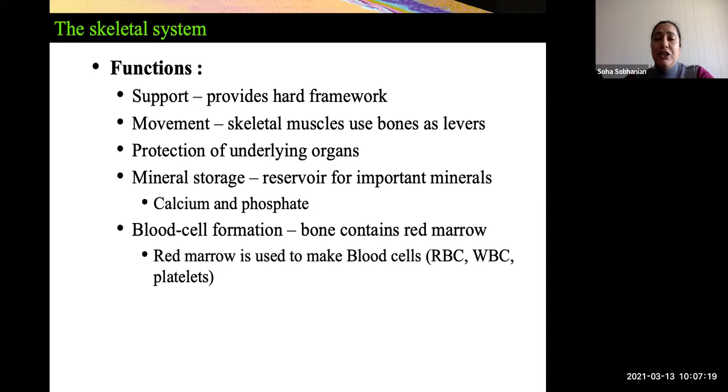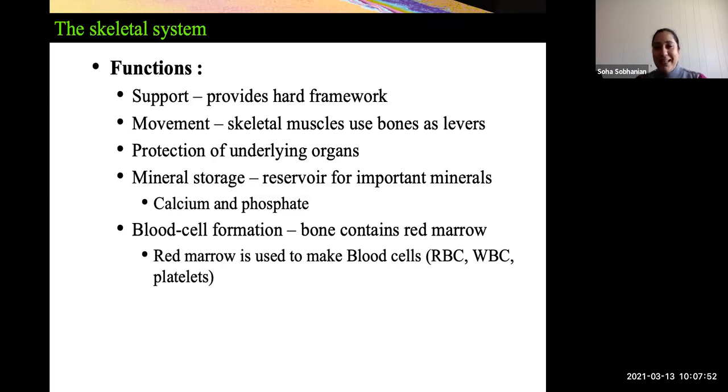You also have protection of the underlying organs. For this, I usually tell students to think about what is the best bony tissue that you can think of that protects your internal organs. So can you give me a couple of examples of those? In terms of protection, what comes to your mind? What bone protects what structure? Anybody?